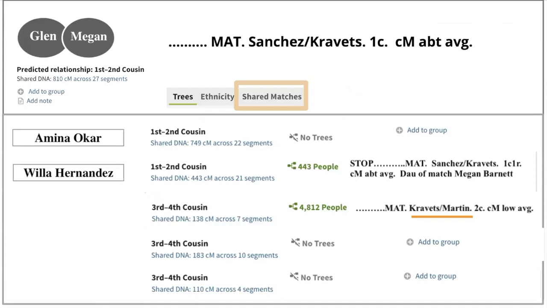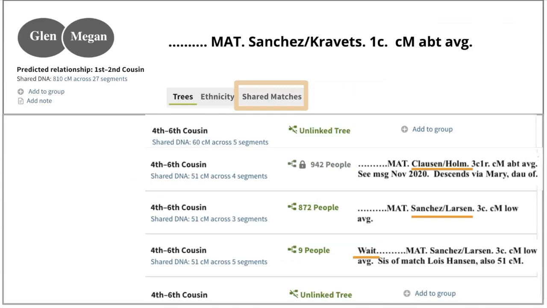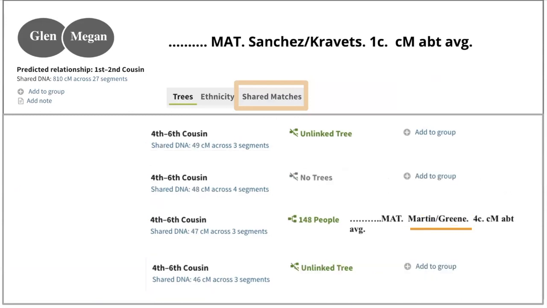This goes quick because we only need to scan down and pick out the common ancestors in the notes. I skipped this note, by the way, because of the word stop. The next page of matches looks good as well. We're getting to the cousins further back. Third page down on her matches. Yes, this all looks good. We skipped that last one because of the word wait.